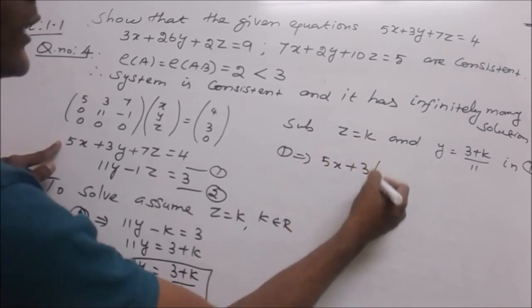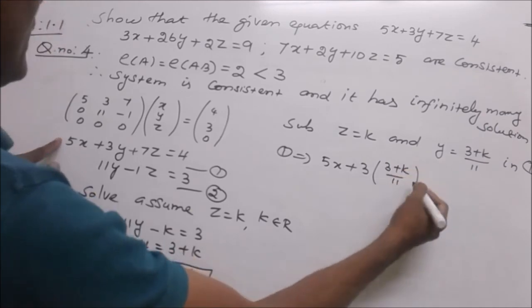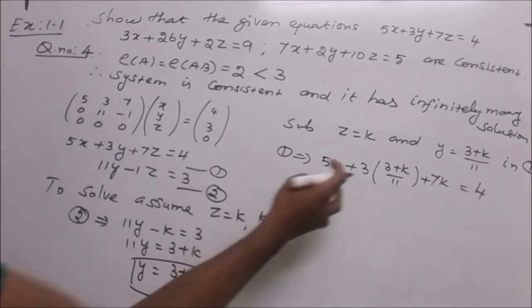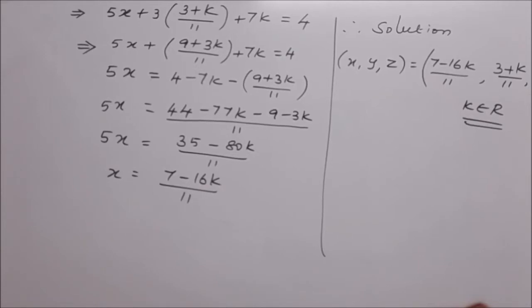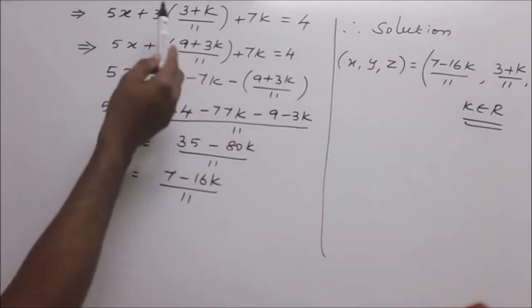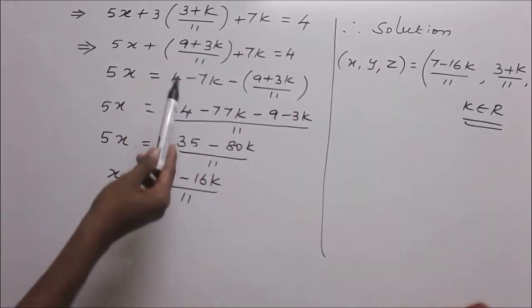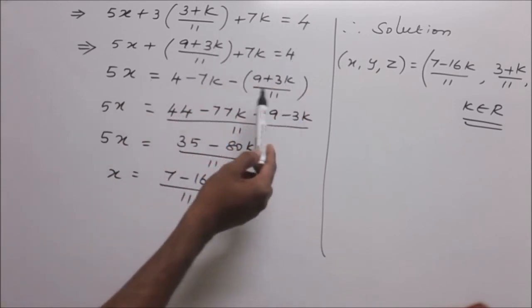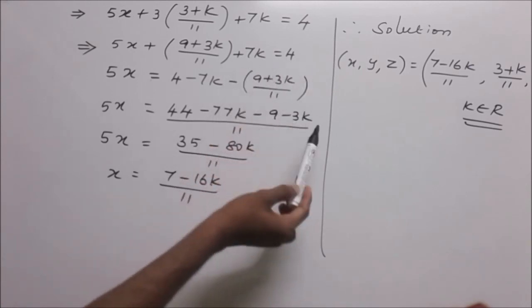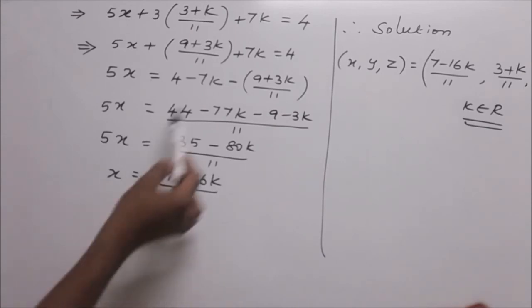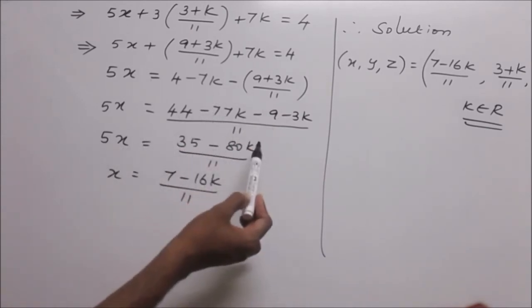Substituting in equation 1: 5x plus 3 into y, where y is 3 plus k by 11, plus 7 into z, where z is k, 7k equals 4. Multiply 3 inside: 5x plus 9 plus 3k by 11 plus 7k equals 4. Now bring these two terms to the right side: 5x equals 4 minus 7k minus of 9 plus 3k by 11. Now bring minus inside: minus 9 minus 3k. Taking LCM, 44 minus 77k minus 9 minus 3k, whole divided by 11. Simplifying this, we get 5x equals 35 minus 80k by 11.